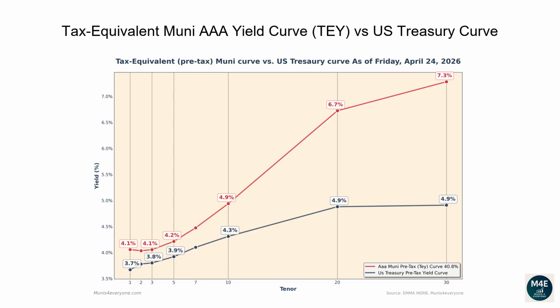Observing the current graph, we can see that currently all the Muni tax-equivalent yields, based off a 40.8% tax rate, are above Treasury yields. When this scenario happens, it may be less convenient for investors to buy US Treasury bonds. For example, if you wanted to buy a 30-year bond, a AAA Muni bond would yield 7.3% compared to a lower yield of 4.9% from a Treasury bond.